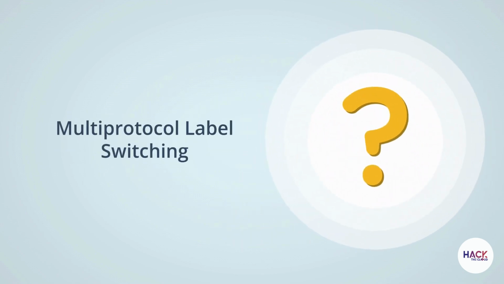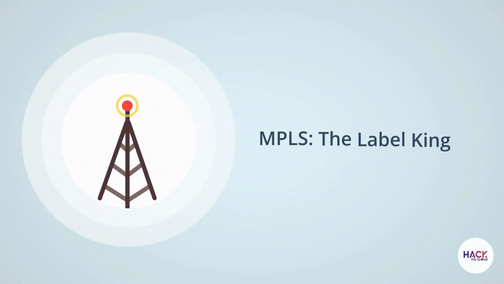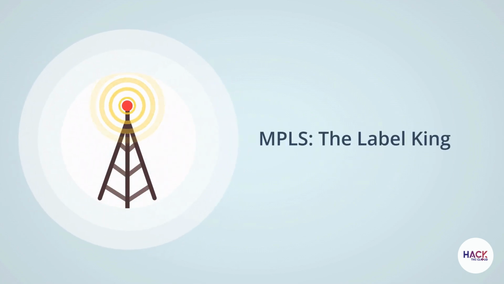Multi-protocol label switching, the label king. Let's talk about MPLS, or multi-protocol label switching. This is a method that uses labels instead of IP information to transmit packets across the backbone core at high speed. It's like giving your packets a crown and telling them to strut their stuff on the runway.